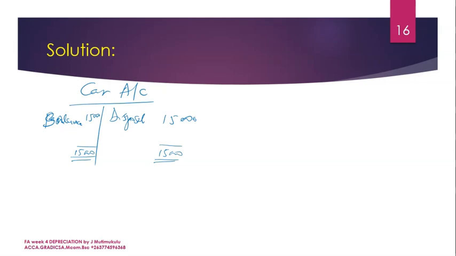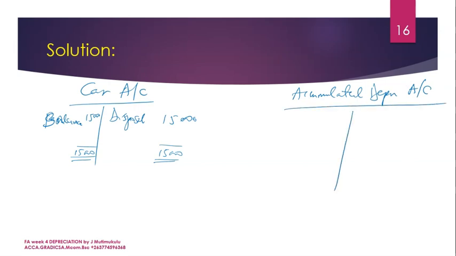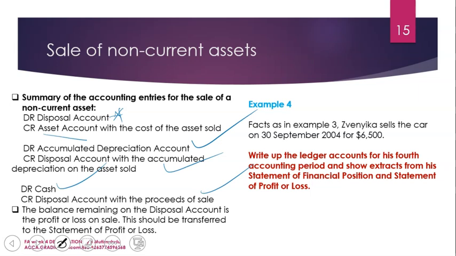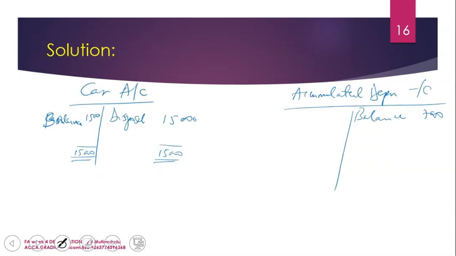But we have to know how to treat all these issues in our accumulated depreciation account. The accumulated depreciation account, like I already indicated, had a balance of 7,000. But the asset was sold on 30 September 2004. The year starts at 1 July, so July, August, September. It was sold 3 months into the year.